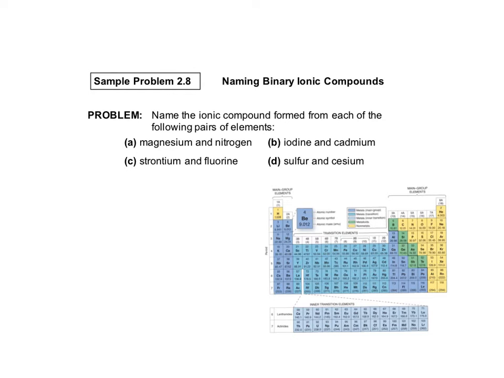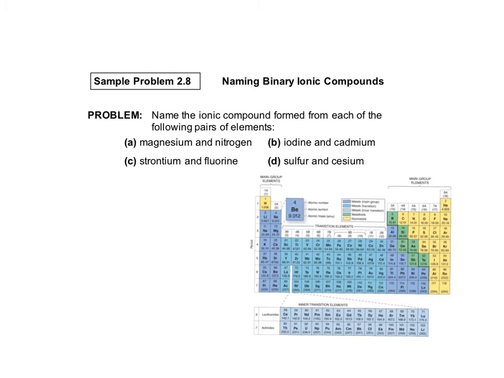Sample problem 2.8 says that we want to name the ionic compound formed from each of the following pairs of elements. Now, there are some rules listed within the chapter on naming ionic compounds, so that's what we're going to use, or we're going to follow those rules to name these compounds. So the first one, A, says we have magnesium and nitrogen, and from the rules we have to figure out which one is the cation and which one is the anion.